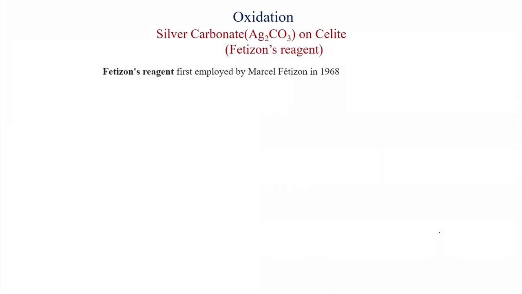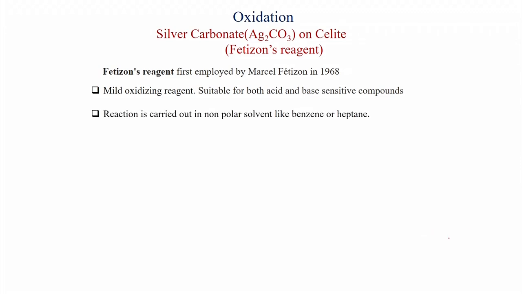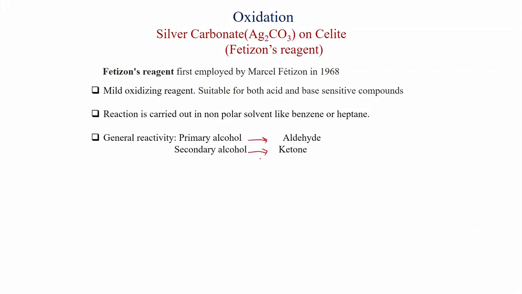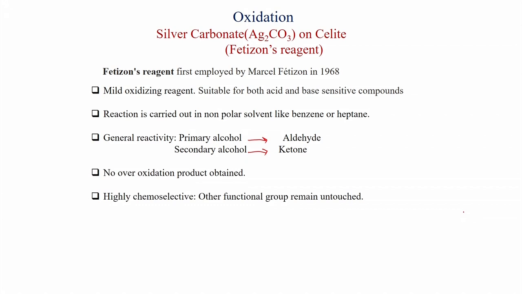So, now we will discuss silver carbonate on Celite, which is called Fetizon's reagent, because the scientist Marcel Fetizon discovered this reagent in 1968. This is also a mild oxidizing agent, generally suitable for both acid and base sensitive compounds. The reaction is carried out in nonpolar solvent like benzene or heptane. In reactivity, primary alcohol gives aldehyde and secondary alcohol gives ketone, no over oxidation product is obtained. Highly chemoselective, generally other functional groups remain untouched. Selectivity: secondary alcohol oxidizes faster than primary alcohol. So, this is also special for Fetizon's reagent.